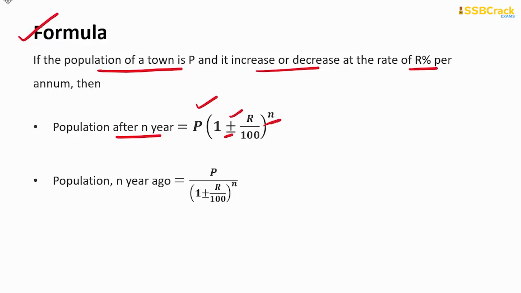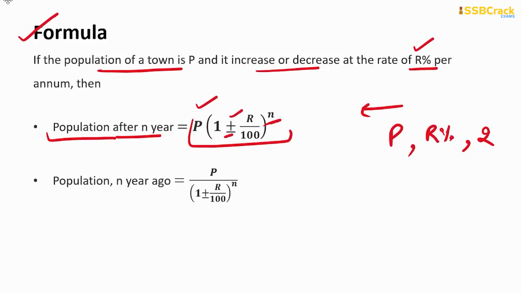In order to find the population after some years, when it is increasing at a particular rate of R%, we can directly use this formula to find the population. Also, if we are given the population and we need to find the population of previous years, like it is given that the current population is P and it is increasing at a rate of R%, and we have to find the population 2 years ago, so in that case we are given this value.